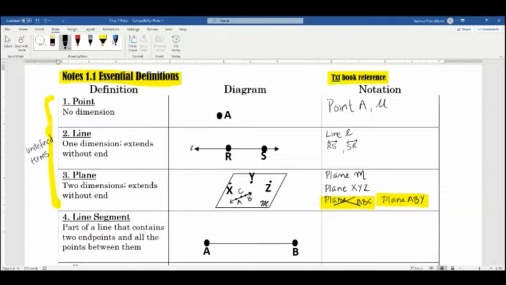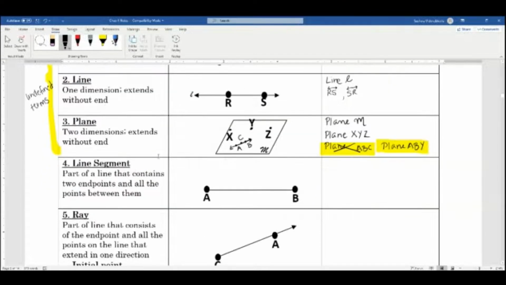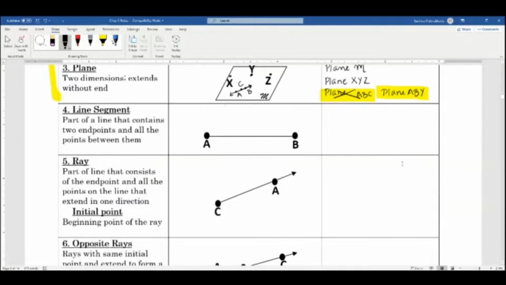So if you put certain line segments or lines together, you form shapes. If you take multiple points, as we talked about, you form a line. So these three are the foundation of all of geometry, pretty much.